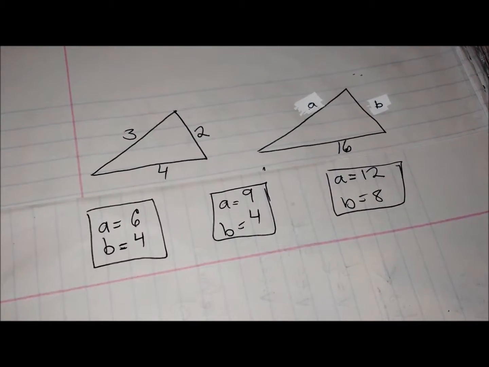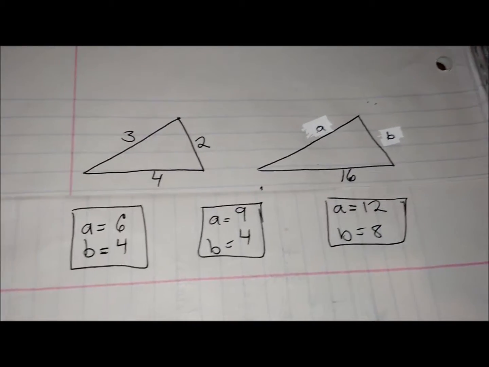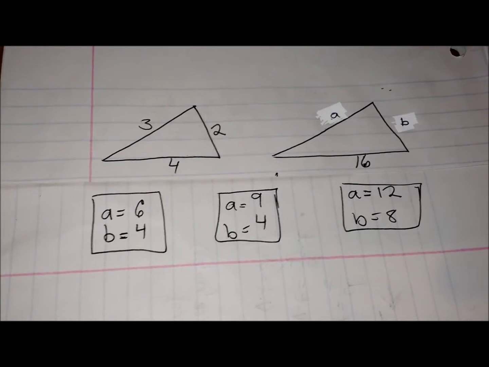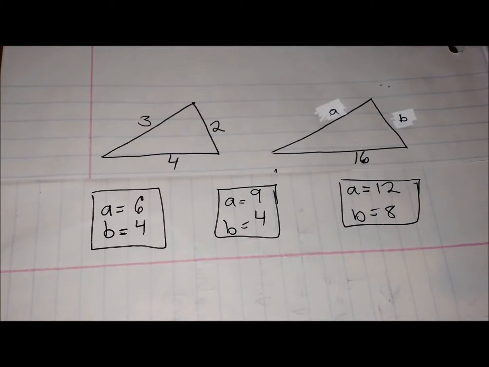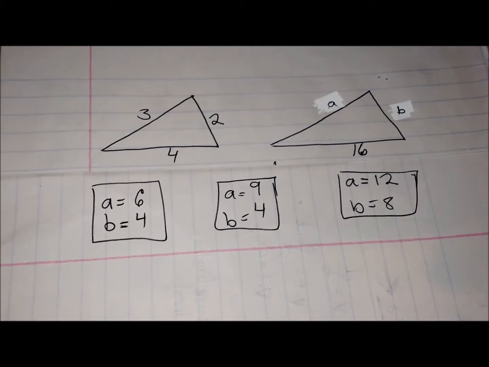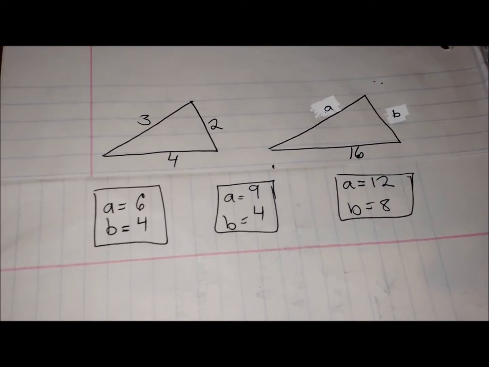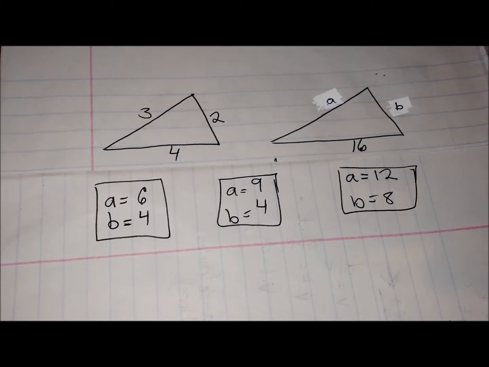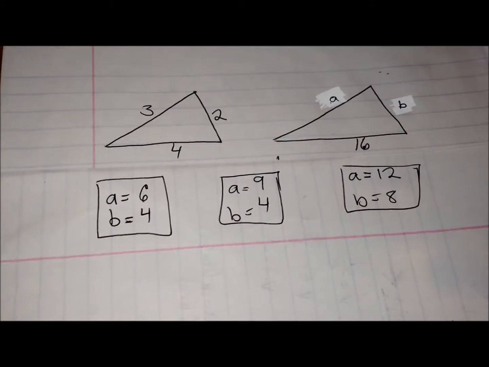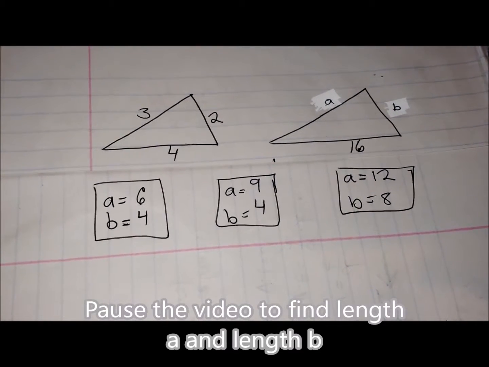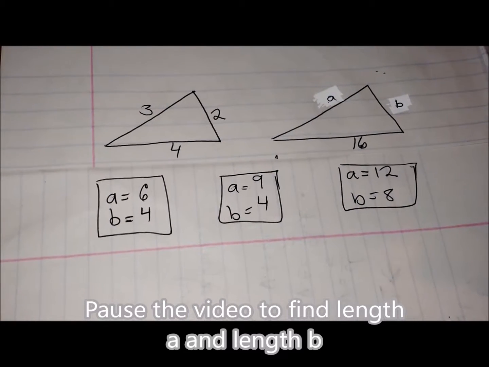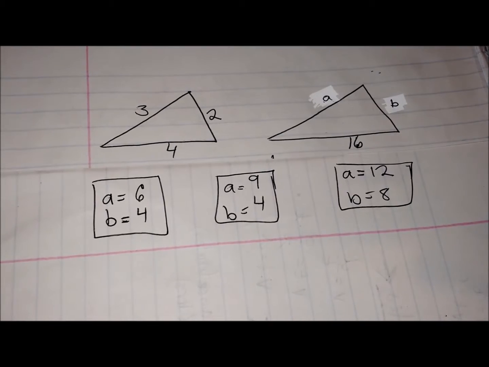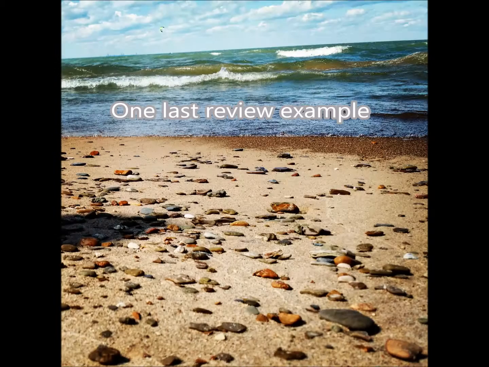Okay, so now I've got another problem laid out here. You've got the triangle with the sides 3, 2, and 4, and you've got a triangle with one side that's 16, and it's similar to the first triangle. And I want you to find the length of sides A and B. And I've got those 3 options, so go ahead and click right on your screen, and that will take you to the answer and its explanation.